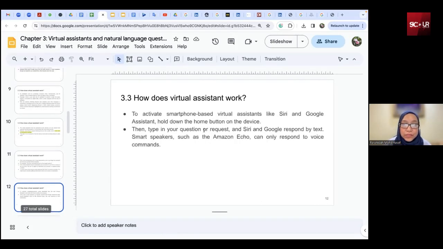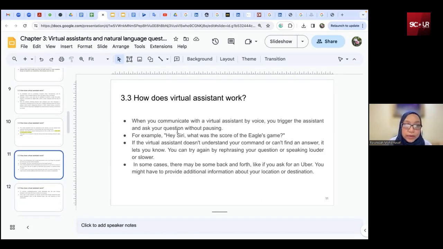Okay. So how does a virtual assistant work? When you communicate with a virtual assistant by voice, it will trigger the assistant and ask your question without pausing. Okay, for example, "Hey Siri, what was the score of the Eagles game?"